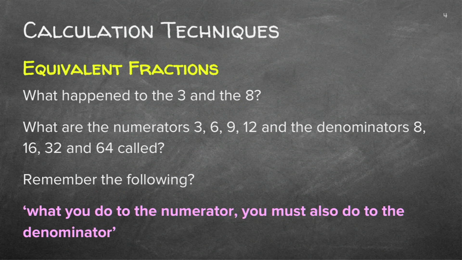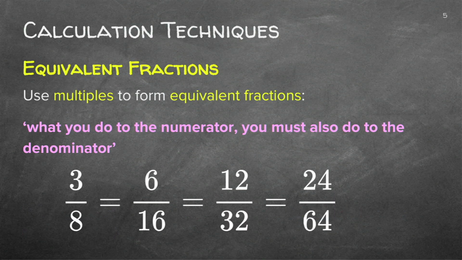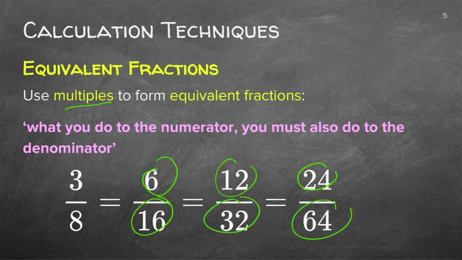What are the numbers 3, 6, 9, 12 called? Those are the numerators. What are the denominators 8, 16, 32, 64 called? And remember the following. We even colored it in for you so that you remember it. What you do to the numerator, you must also and always do to the denominator. So these numerators 3, 6, 12, 24 are all multiples of 3, and 16, 32, 64 are all multiples of 8.